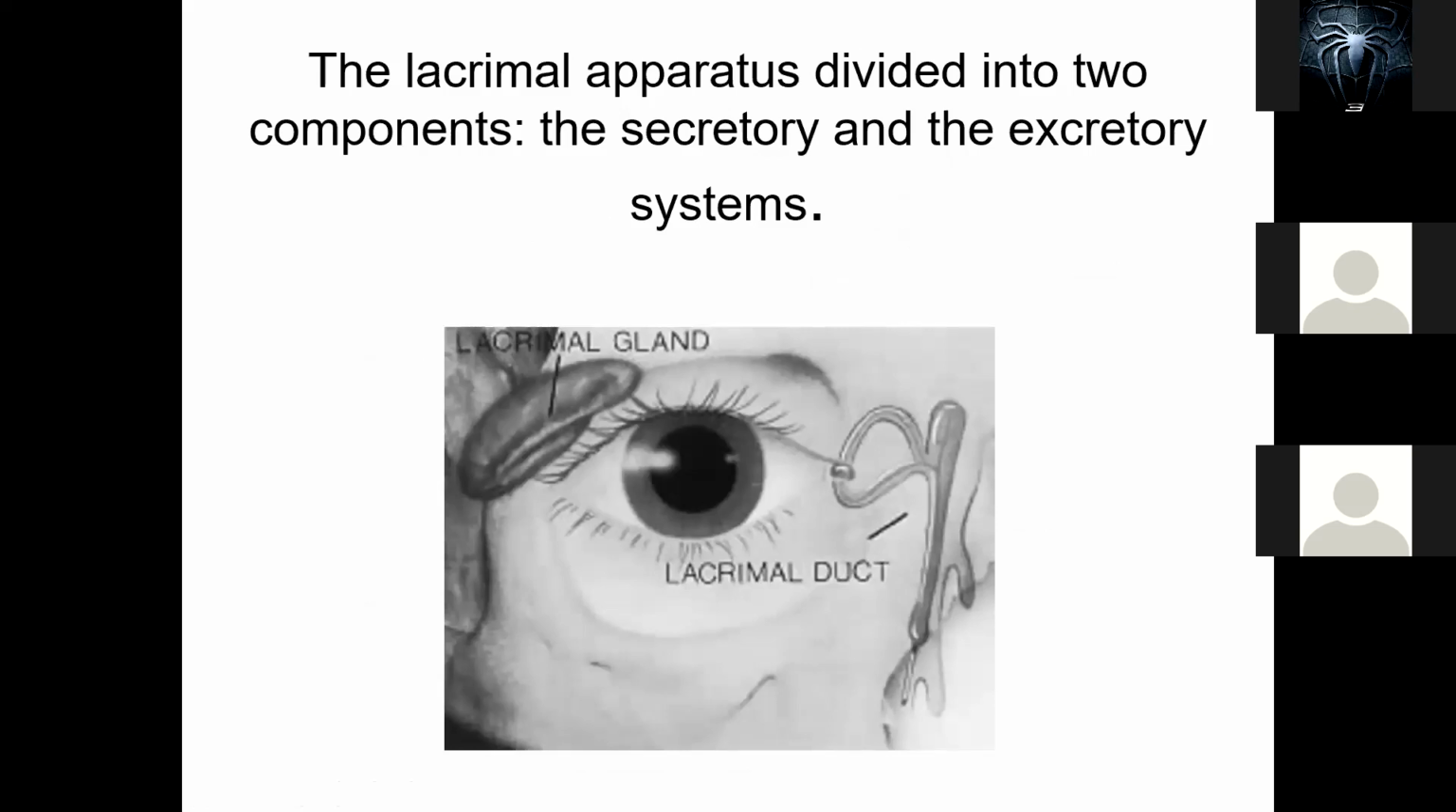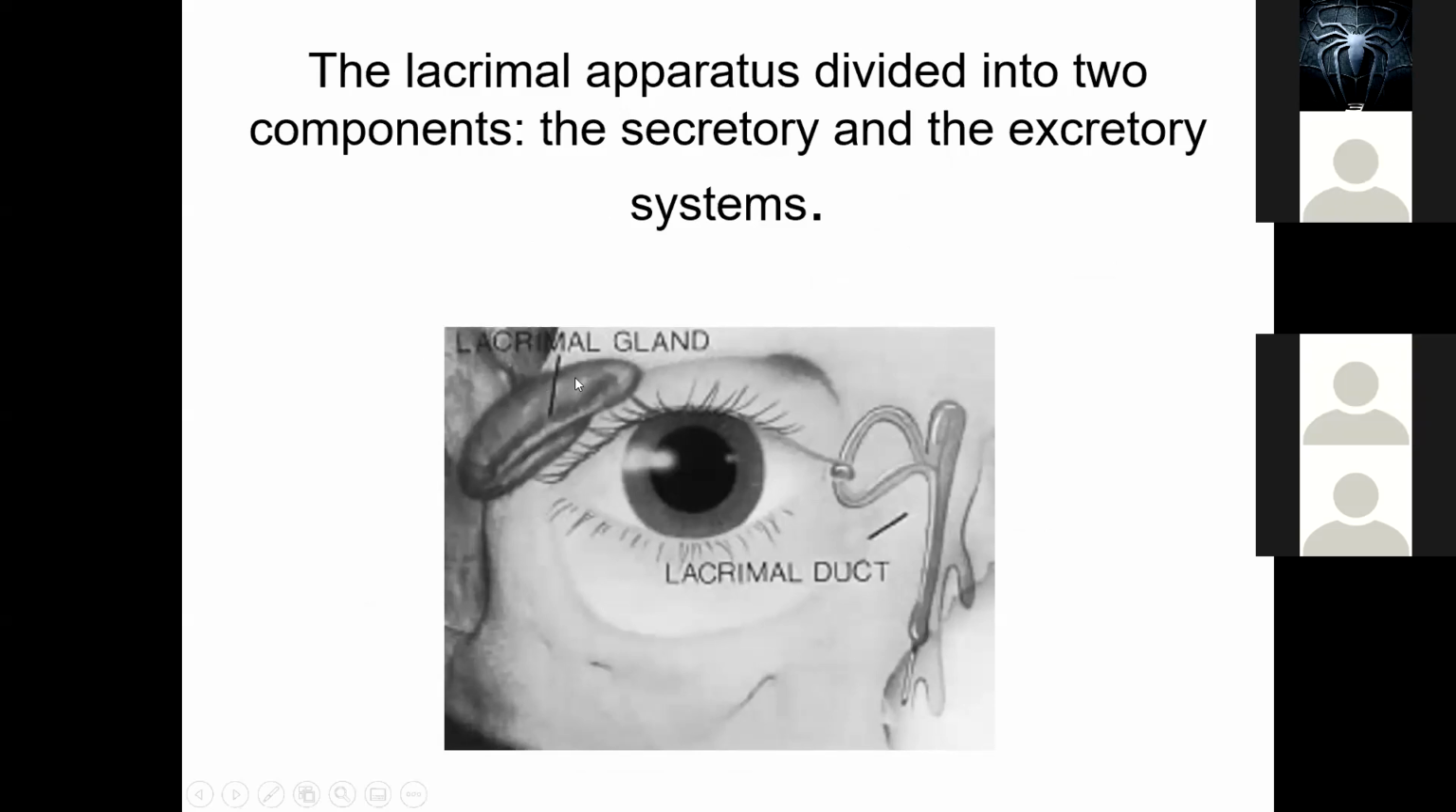trying to explain the anatomy of the drainage. Now, as we've already described, the Wolfring and the Krause glands will produce the tears. And when they come onto the eye, they are drained.